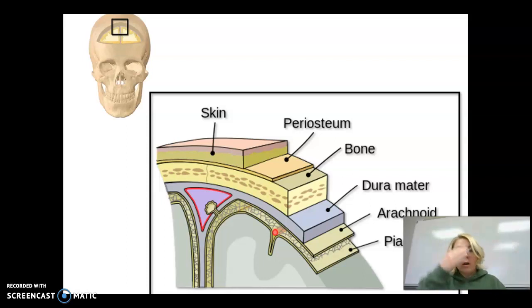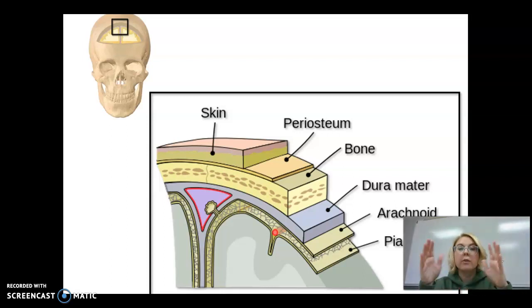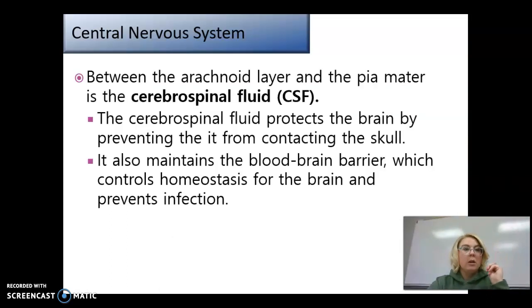So you have our skin, and then underneath it, we've talked about periosteum, which is, remember, the outer cover of your bone. Then you have your bone, the dura mater, the arachnoid mater, and the pia mater. So between the arachnoid layer and the pia mater is the cerebral spinal fluid. This is one of your vocabulary words.